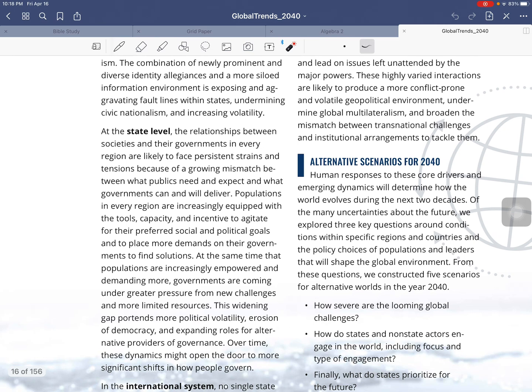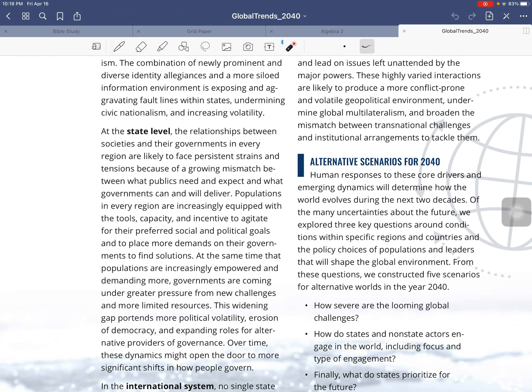At the state level, the relationships between societies and their governments in every region are likely to face persistent strains and tensions because of a growing mismatch between what publics need and expect and what governments can and will deliver. Populations in every region are increasingly equipped with the tools, capacity, and incentive to agitate for their preferred social and political goals and to place more demands on their governments to find solutions.